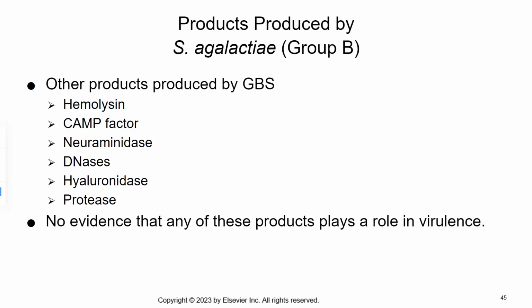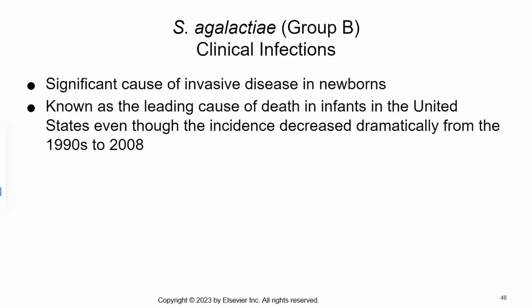Products produced by S. agalactiae, group B, are hemolysin, CAMP factor, neuraminidase, DNases, hyaluronidase, and protease. There's no evidence that any of these products plays a role in virulence. It is a significant cause of invasive disease in newborns. So it's known as the leading cause of death in infants in the United States, even though the incidence decreased dramatically from the 1990s to 2008.